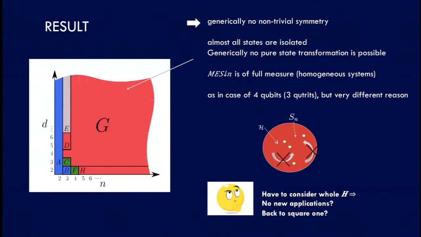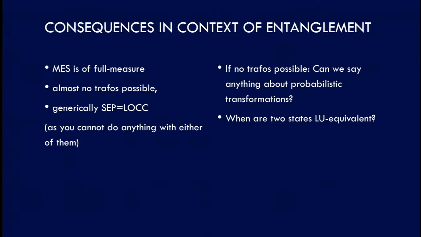Because we were hoping to be able to identify a set of states that is simple and that would also guide us to new applications. Now, what we ended up with is that if you want to do that, you have to consider the whole Hilbert space. Okay, so this looks very bad because, again, I'm back to square one. But as we will see, I think this result actually guides us very nicely to what should be the next steps. But before looking at that, let me just summarize.